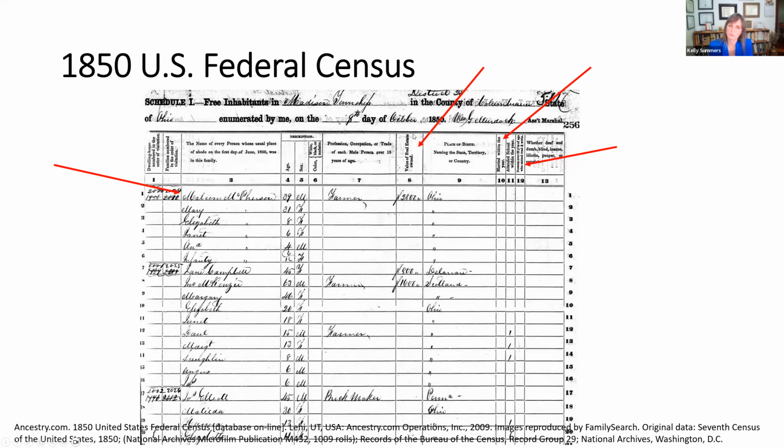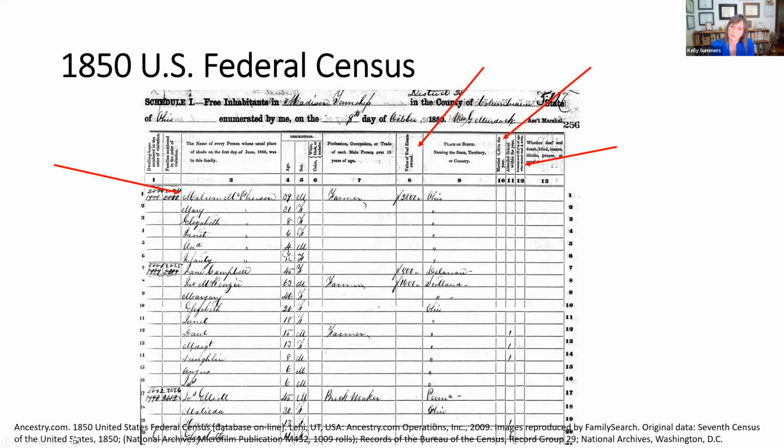And then the question was asked, the value of your real estate. This refers to your real estate, your property. And it is self-reported. And he said he had $2,800 of real estate. His place of birth will be the state or country he was born in. And in this case, he was born in Ohio.